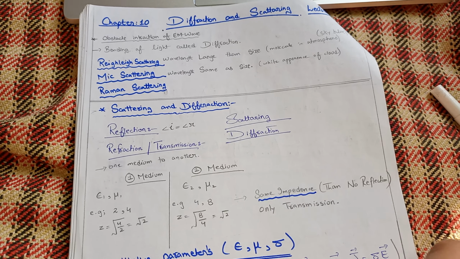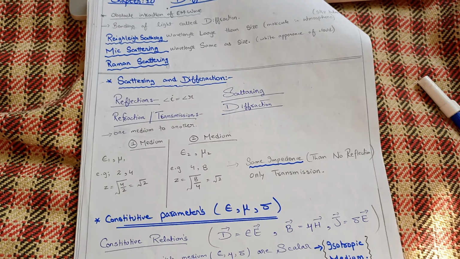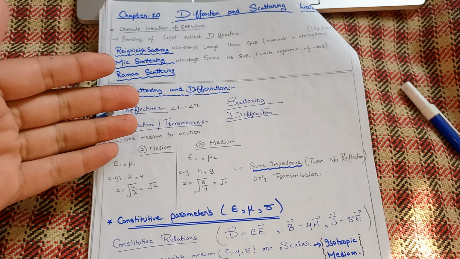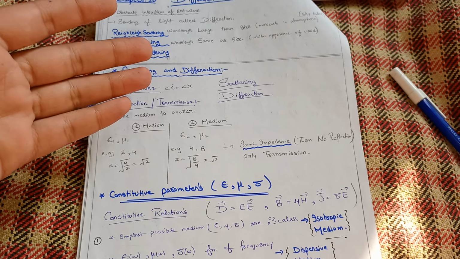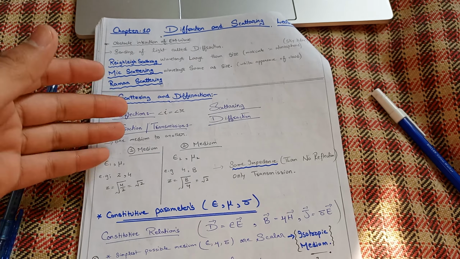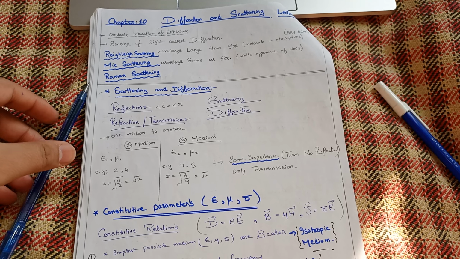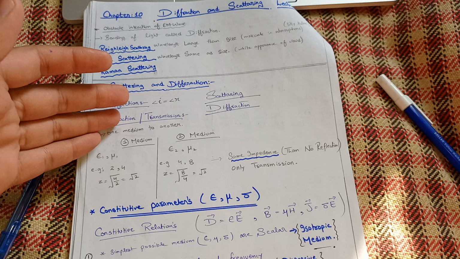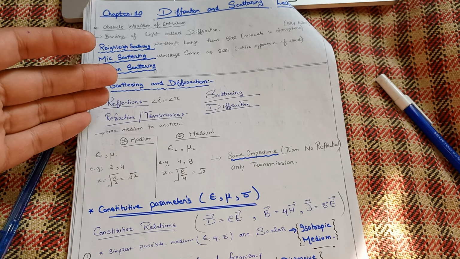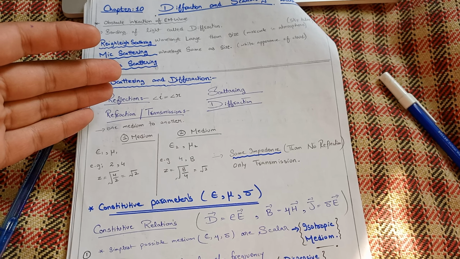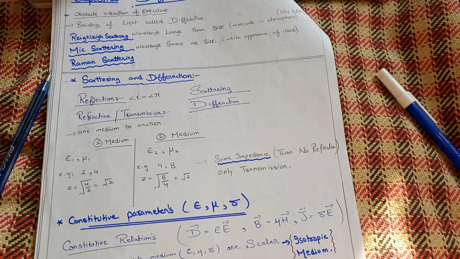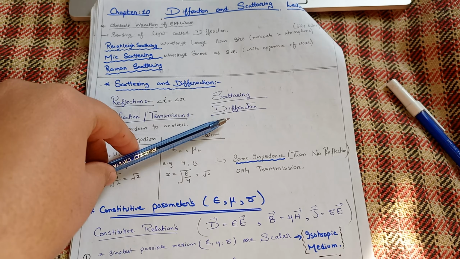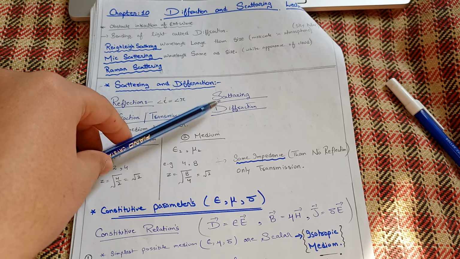So what are basically scattering and diffraction? The basics: in reflection, the incident angle must equal the reflected angle. This is the law of reflection. Another phenomenon is refraction, when your light is bent towards the normal, so incident is not equal to reflected. The third phenomenon is scattering, and the fourth is diffraction, which we are concerned with in this chapter.